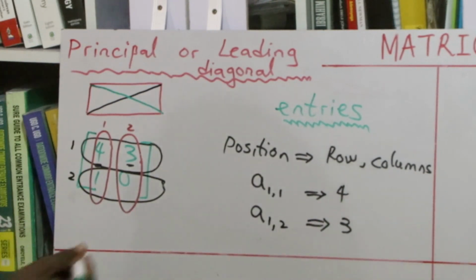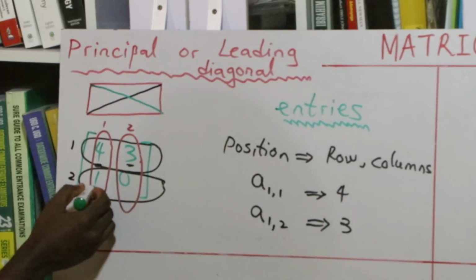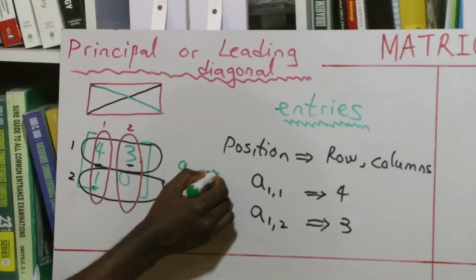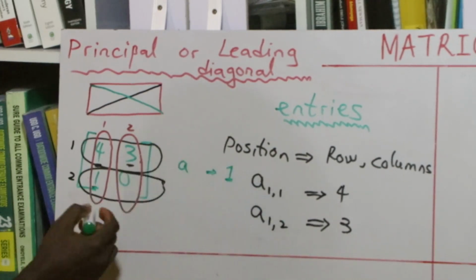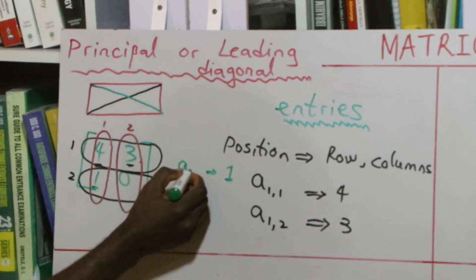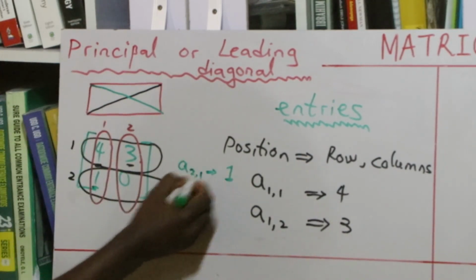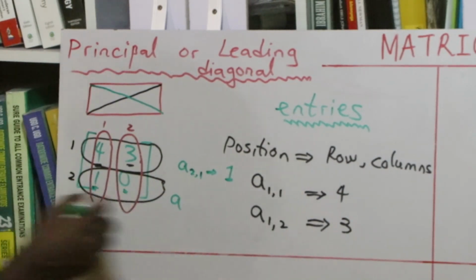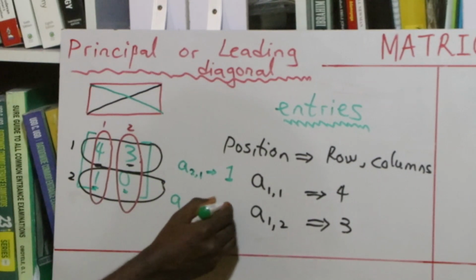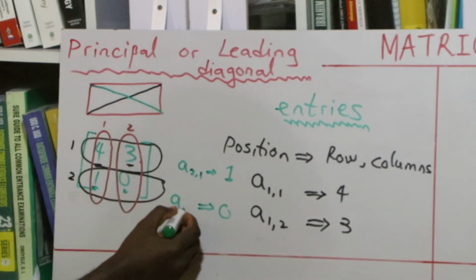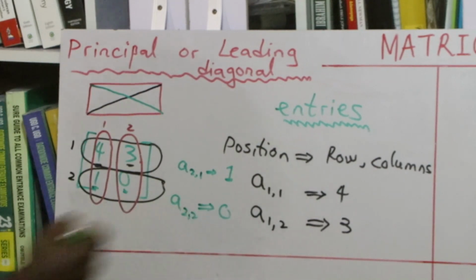The position of entry 1, this one here, this is entry 1. Because it belongs to row 2 and column 1, I'm going to write 2, 1. The position of entry 0, this 0 here, will be row 2, column 2. So I'm going to have 2, 2.